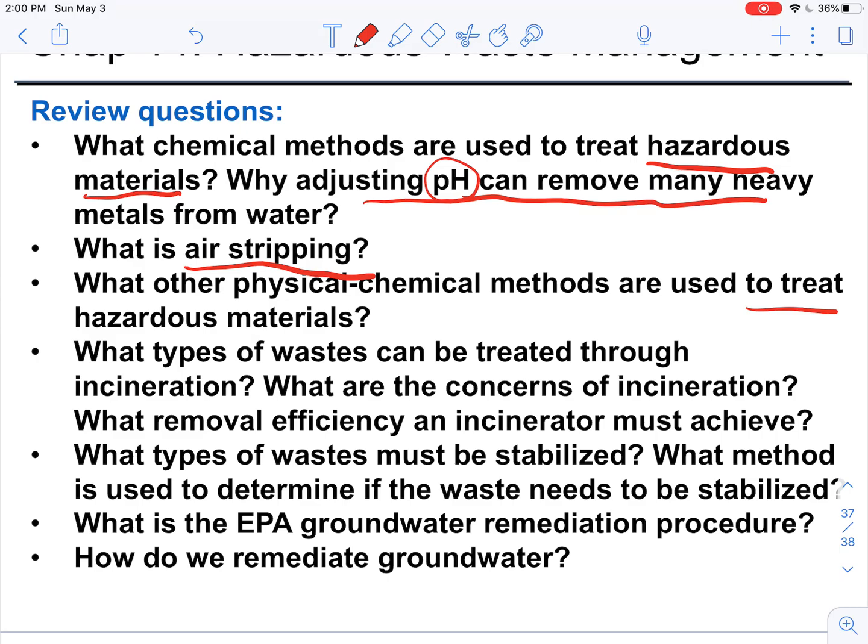What are the types of waste that can be treated through incineration? What are the concerns for the incineration? That's the air pollution, right? What removal efficiency does it require? And also, what types of waste must be stabilized? So basically, we want to prevent leachate coming from the waste there. What is the EPA underground remediation procedure? How do we remediate the groundwater?